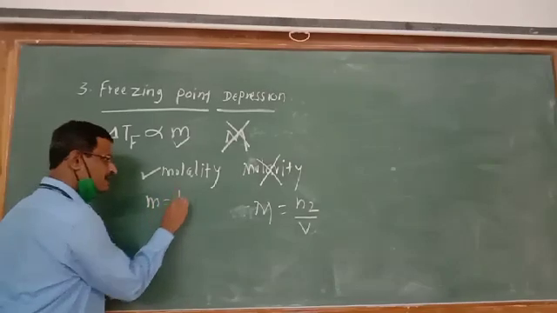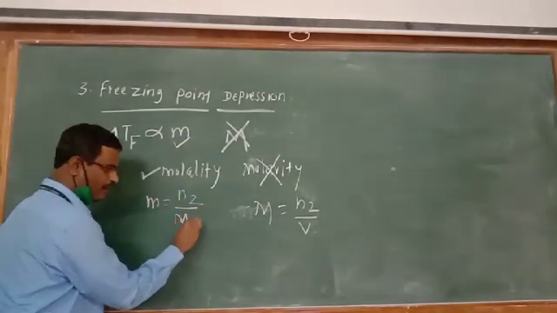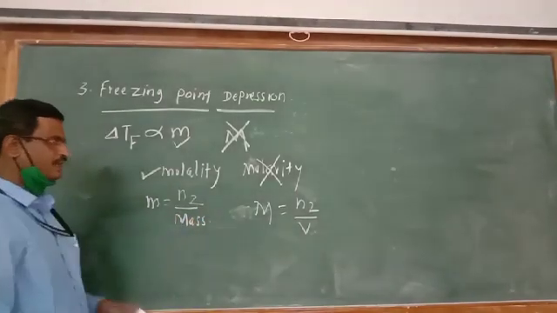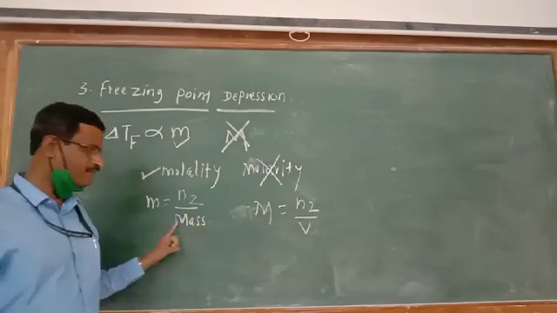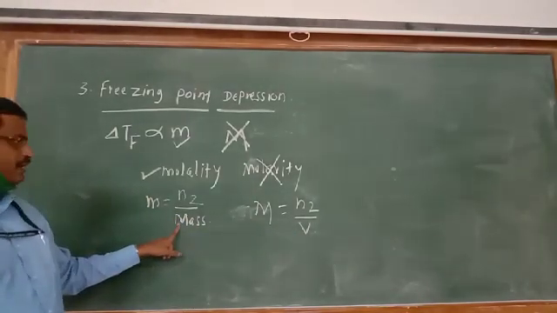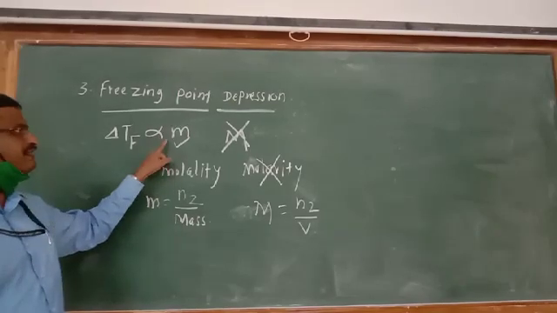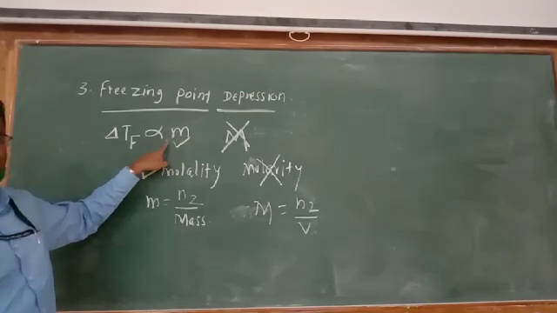small m is a ratio of number of moles of solute to the mass of solvent in kilogram. In molarity, it is the volume. Volume depends on temperature, and mass is independent of temperature. Therefore, here the term molality is used because we are studying a two temperature system.